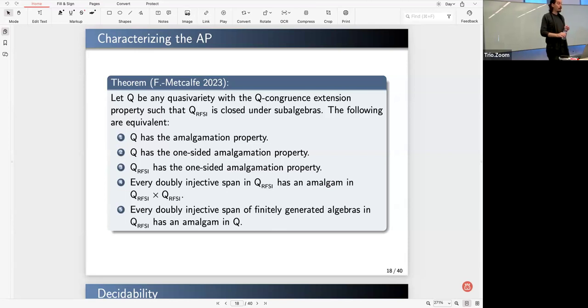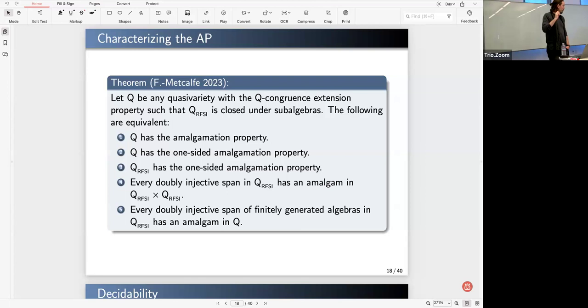First, the quasi-variety has the amalgamation property. Second, the quasi-variety has the one-sided amalgamation property. Third, if I just restrict to the relatively finitely subdirectly irreducibles, then that has to have the amalgamation property too. And now this is a much smaller class. This is a class for which I can actually work with things and test things, hopefully, if I could get a good tangible handle on the relatively finitely subdirectly irreducibles.